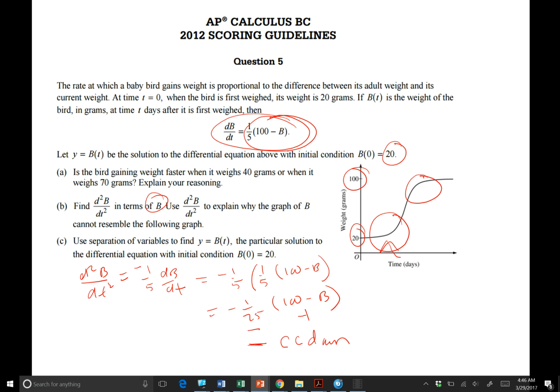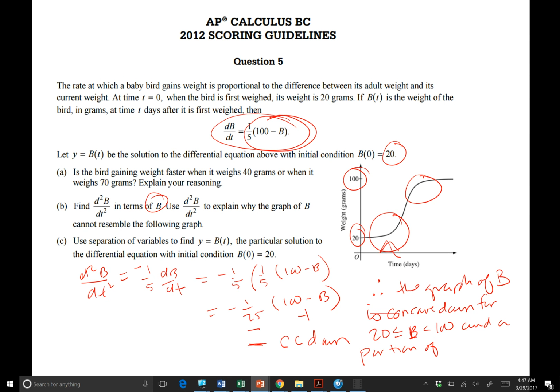So we want to write that out. So therefore, the graph of b is concave down for the interval 20 to 100, and a portion of the given graph is concave up.